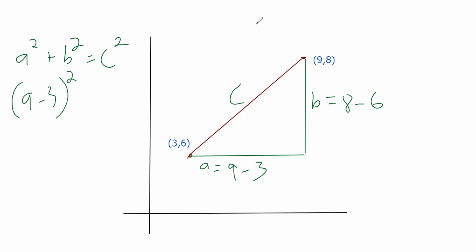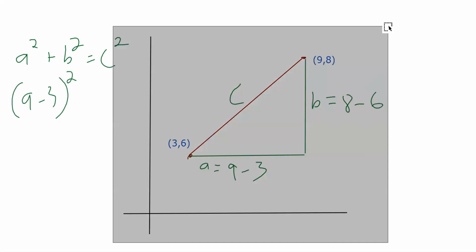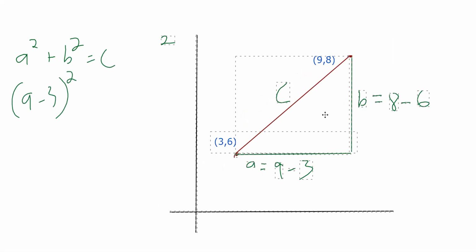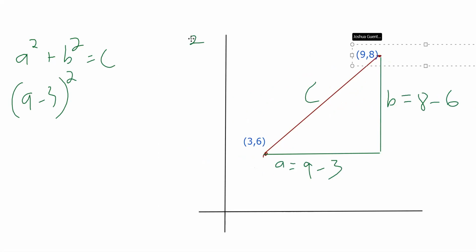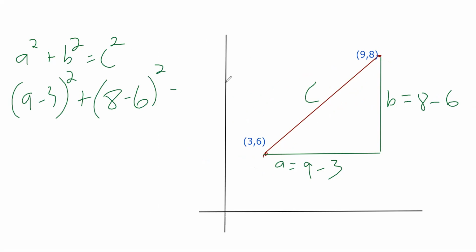Let me give myself a little more space here. A there squared. That's A squared, just 9 minus 3 squared. And maybe you're starting to see it all kind of fall in place. Plus B squared. And then that is going to end up equaling that unknown side squared.